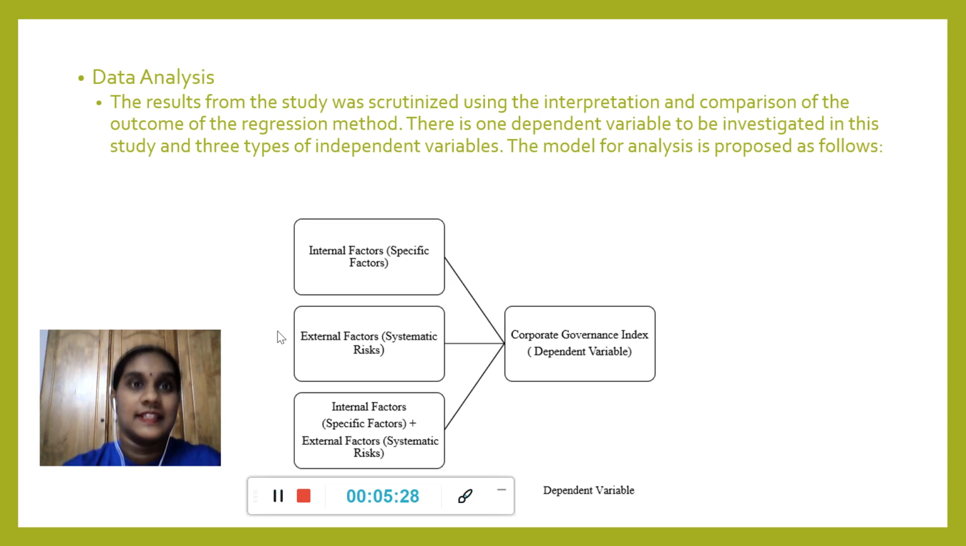As for the data analysis, the results from the study were scrutinized using interpretation and comparison of the outcome of the regression method. So as you can see in the diagram, there are three things which we have to take into account, which are internal factors, external factors, and internal factors plus external factors.